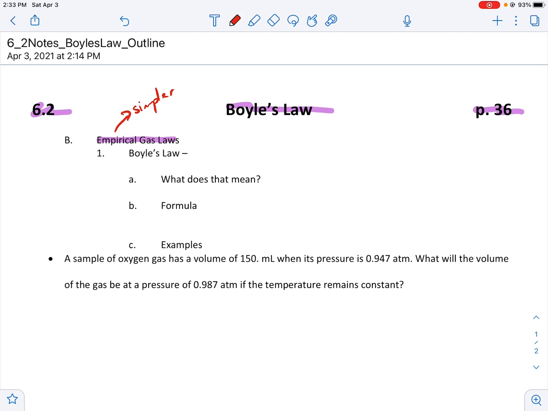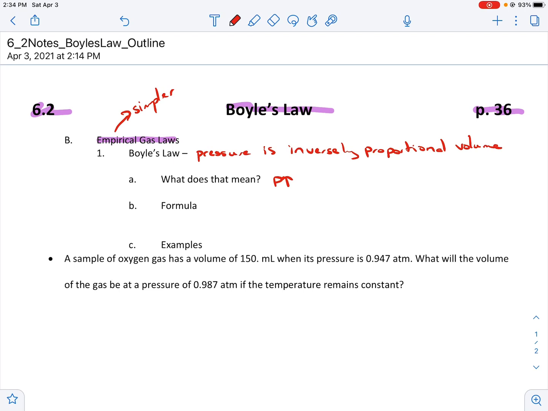So, jumping into Boyle's Law, what it says is that pressure is inversely proportional to volume. Now, what that sounds like is a really smart way to say something, and what does that mean? Does it mean that as pressure goes up, what will happen to our volume? If we increase the pressure, what will happen to the volume?